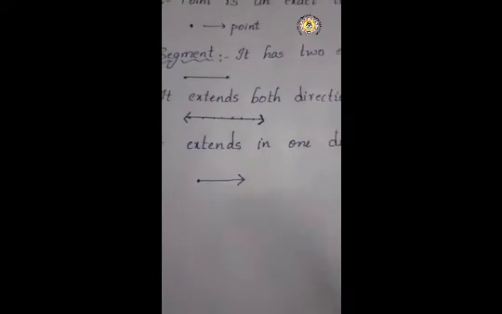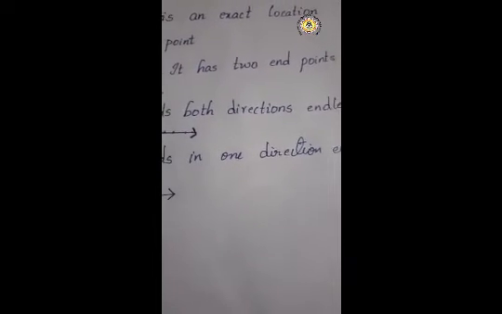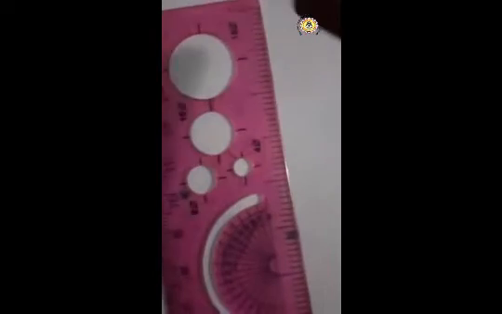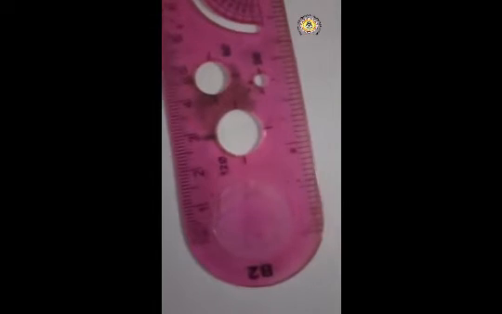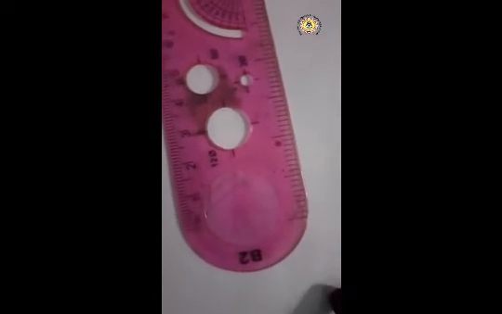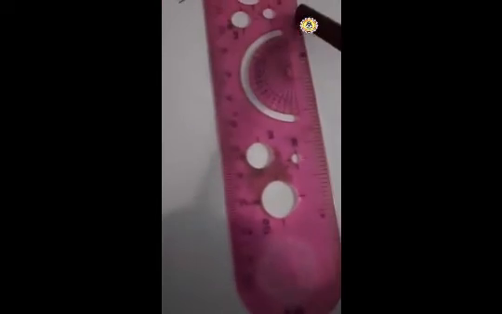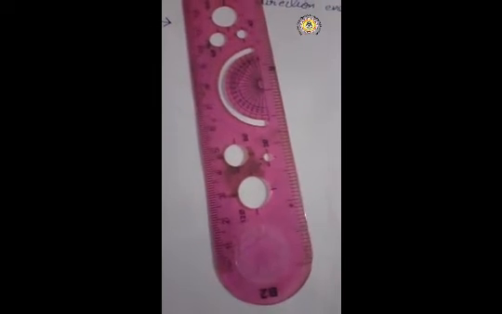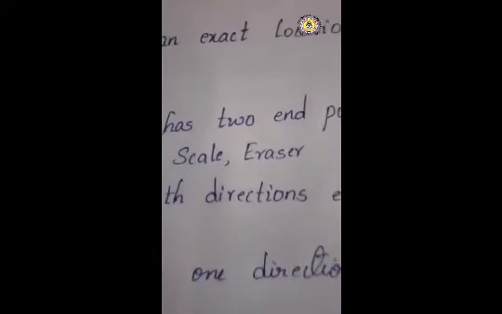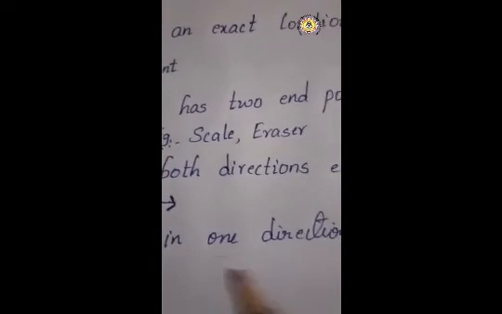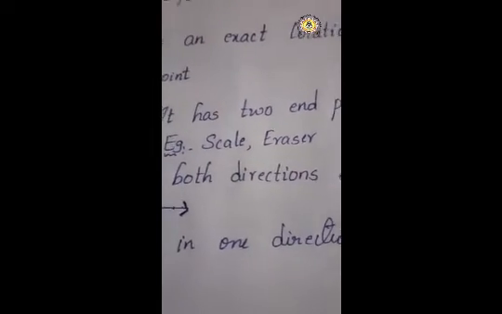Now children, from this can you say any examples for these all? The examples, line segment means it has 2 endpoints. Okay. So once you observe this scale. So observe this scale. So what is there for here? What is the starting point? Here starting point. And where is the ending point? This is the ending point. Okay. So starting point and ending point, 2 endpoints. So this is the example for line segment. Examples for line segment is scale, eraser.